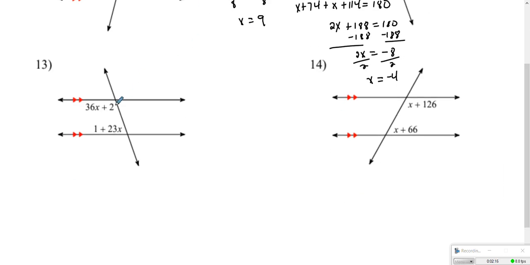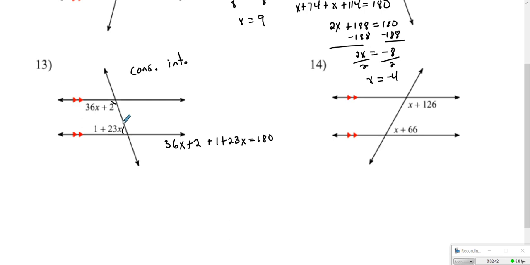Number 13, these are also consecutive interior angles. They're interior, and they're on the same side of the transversal, so they're consecutive interior. Consecutive interior angles, again, are supplementary. So the 36x plus 2 and the 1 plus 23x. Supplementary means we're going to add them together to equal 180.